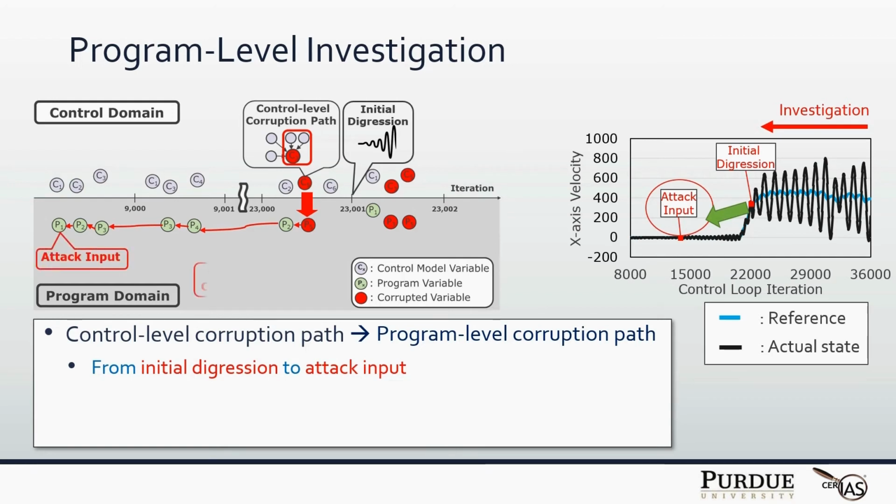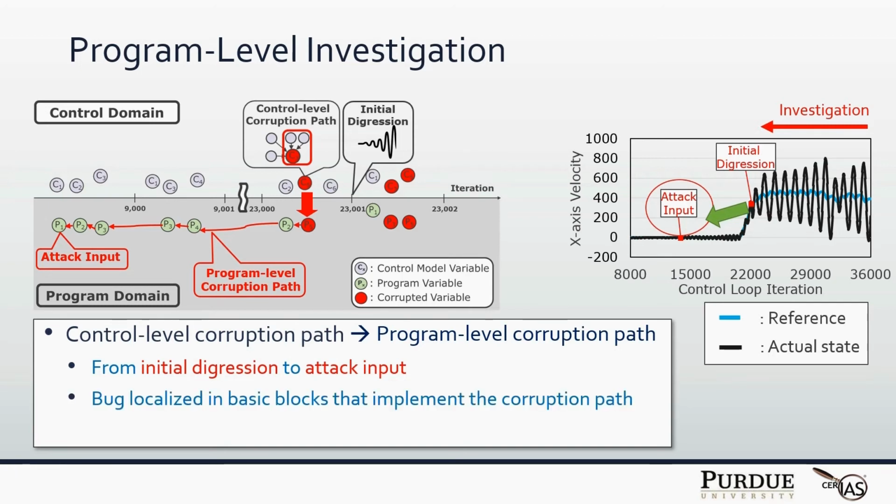Once the program level corruption path is found, we can identify all the control program basic blocks that were executed along the path, and the bug that caused the corruption can be found by examining the program source code that corresponds to those basic blocks. As you will see next, MAYDAY keeps the number of the basic blocks small for the final bug identification.